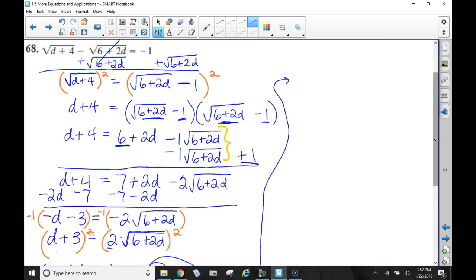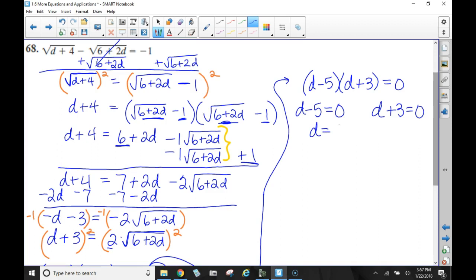Remember, we had d minus 5 times d plus 3 equals 0. We've got a factor times a factor equals 0. Set each factor equal to 0. That's our zero product property, and solve for d. So we have a potential solution of positive 5 and another potential solution of negative 3. Now, what we're going to do is check those both back into that original equation.